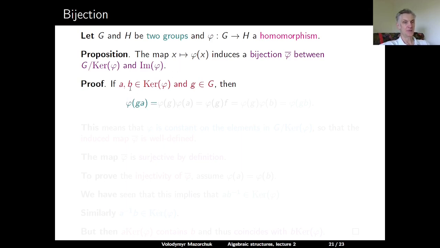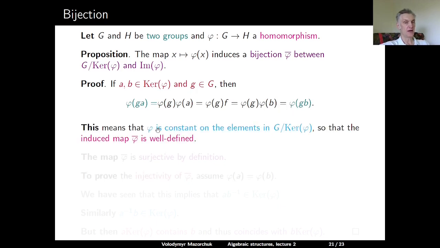So if we have two elements A and B in the kernel of phi, and any element G in G, then phi of GA is equal to phi of G times phi of A. That's because phi is a homomorphism. This is equal to phi of G times the identity, because A is in the kernel. And this is equal to phi of G times phi of B, because B is in the kernel. And this is equal to phi of GB, because phi is a homomorphism. So phi of GA is equal to phi of GB.